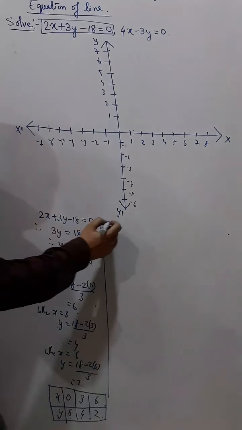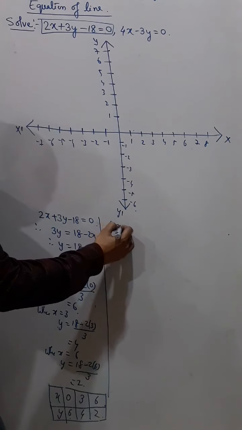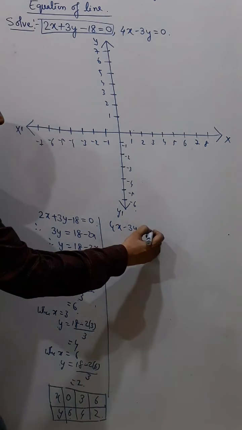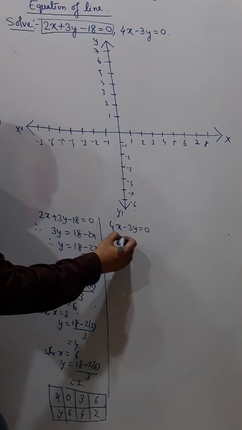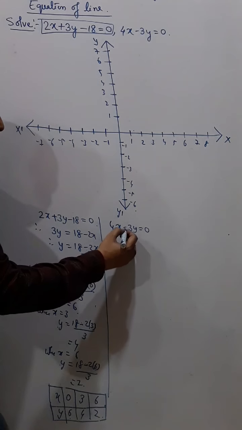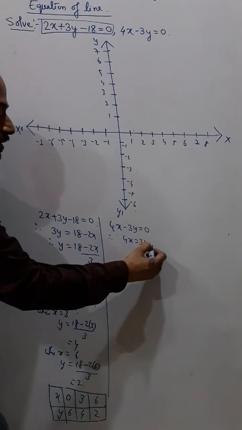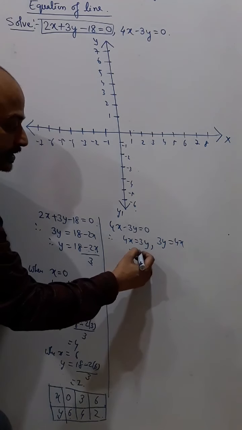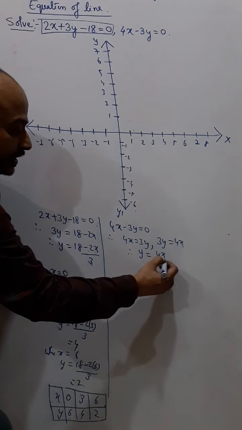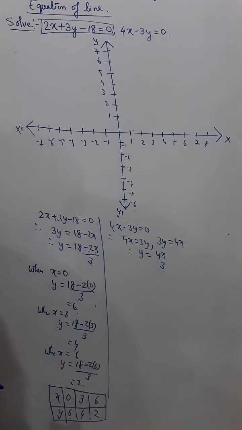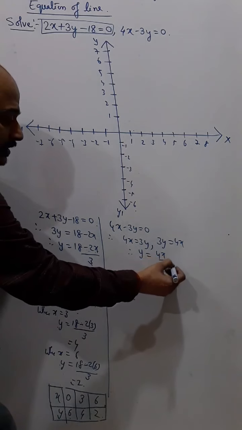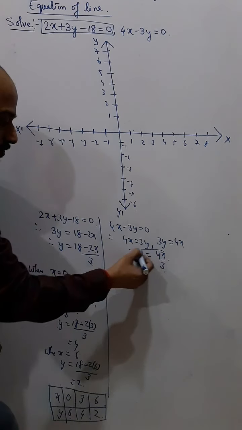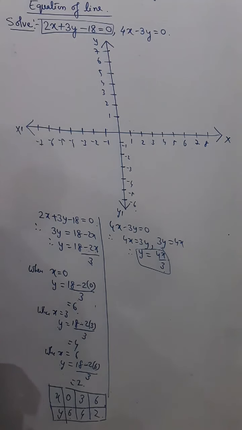Again, similarly, we'll find the second one: 4x minus 3y equals to 0. Then again we will convert this into terms of y. So what we get? 4x equals to 3y. That means 3y equals to 4x, and therefore we can say y equals to 4x by 3. This is also very easy because you don't have any constant number, so it's only a small equation.